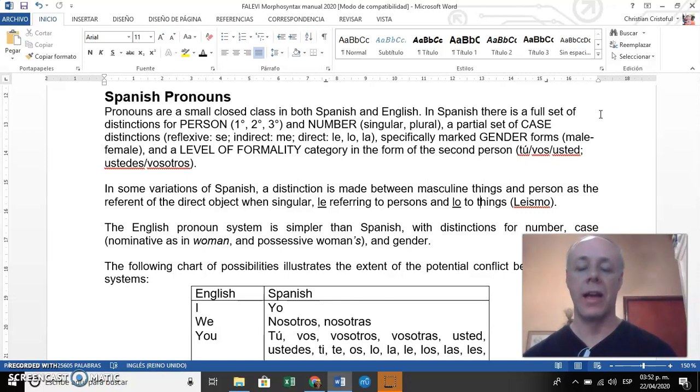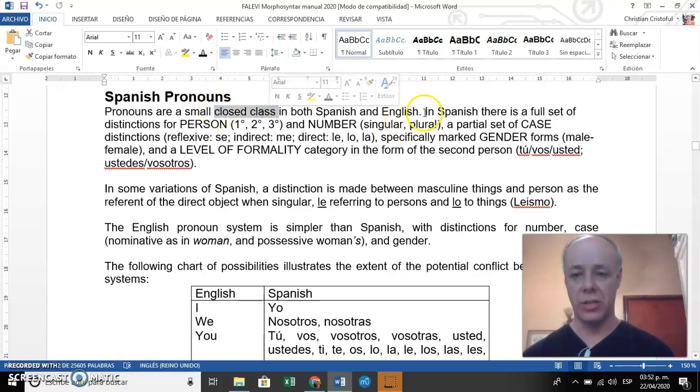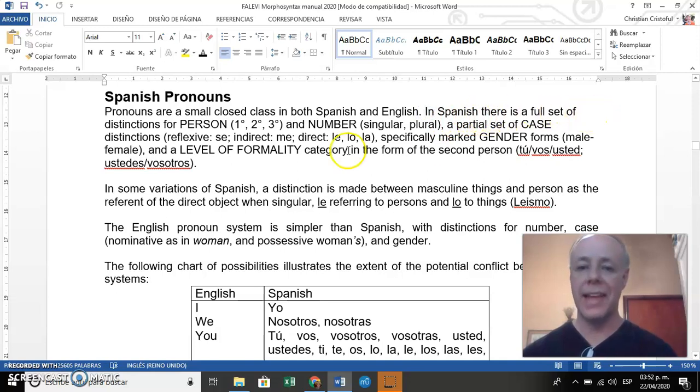We're doing Morphosyntax Unit 3, Spanish pronouns. It says, pronouns are a small closed class in both Spanish and English. In Spanish, there is a full set of distinctions for person, first, second, and third, meaning yo, tú, él, and number, singular and plural. The plural form for the first, second, and third person would be nosotros, vosotros, o ustedes, and ellos.